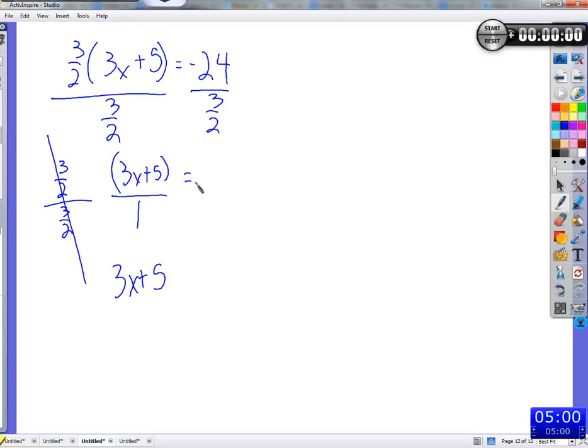On this side, we're going to divide by 3 halves, but we don't like to divide by a fraction. What are we going to do? Times 2 over 3, times the reciprocal. Negative 24 over 1, let's say, times 2 over 3, the reciprocal of 3 halves. 3 can divide 24. 24 divided by 3 is going to be 8. Keep in mind it's negative, just carrying through. Negative 8 times 2, negative 16.